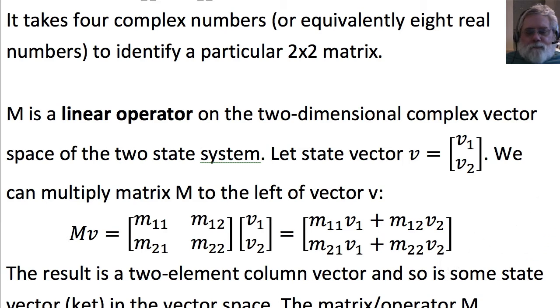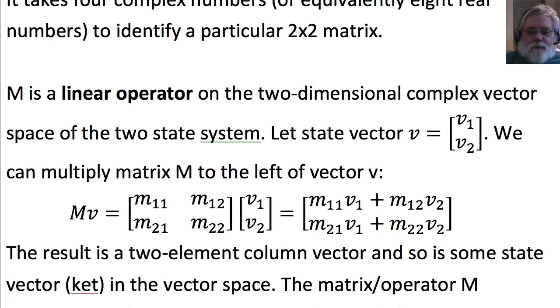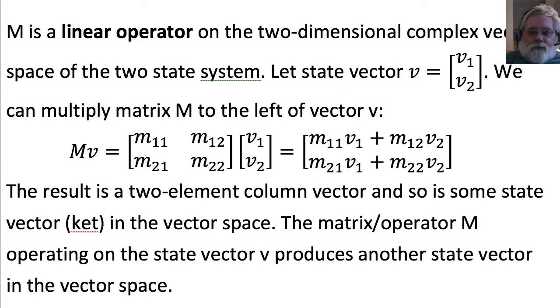Complex numbers, it's a vector in the abstract vector space. It's a ket. The result is a 2-element column vector, and so is some state vector or ket in the vector space. The matrix operator M operating on the state vector V produces another state vector in the vector space.